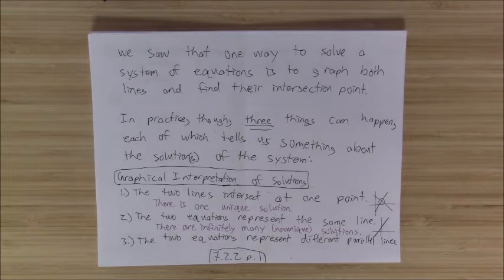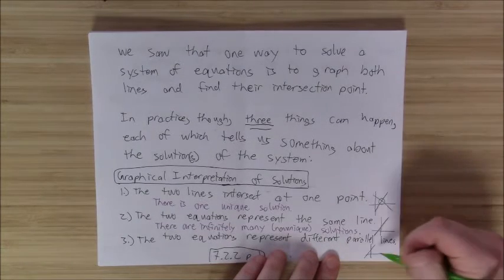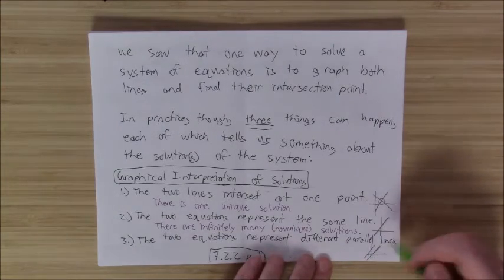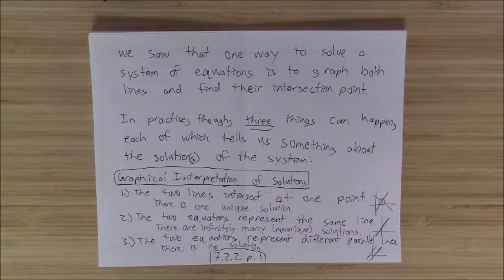Finally, if two equations represent different parallel lines, that would look like, so we have one line and then graphing again, we'd have another line, a parallel line, and since they never intersect, it follows that there is no solution to the system of linear equations.